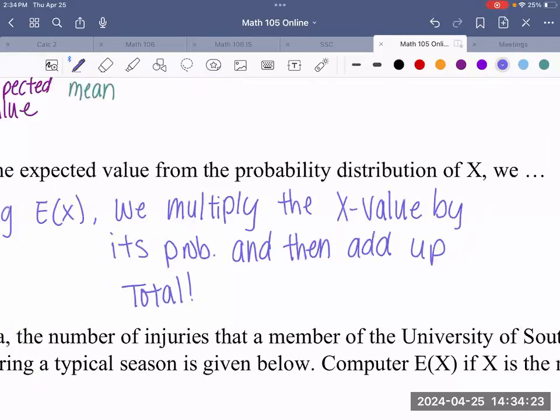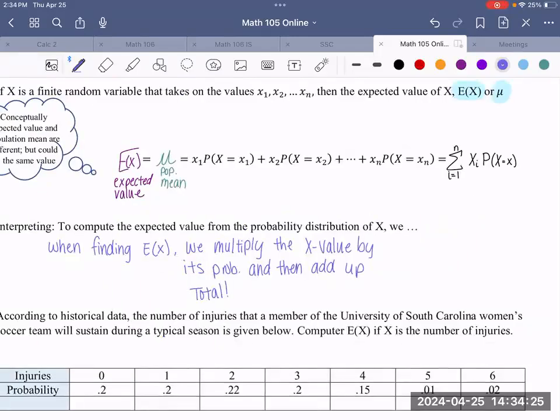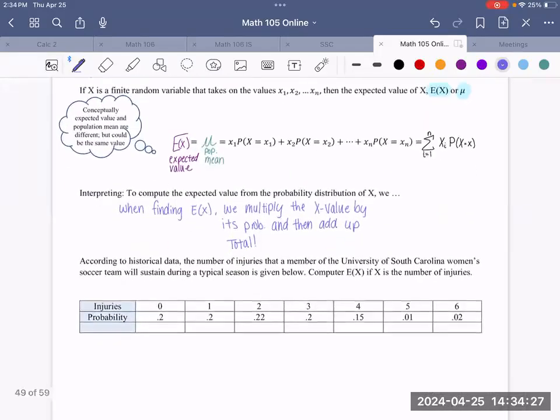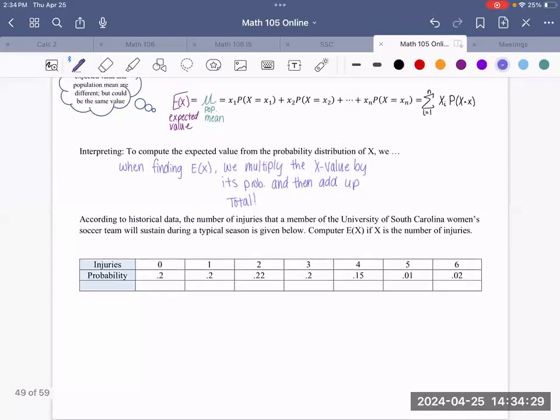So multiply by its probability, add up the total. So let's see that in action. According to historical data, the number of injuries that a member of the University of South Carolina's women's soccer team will sustain during a typical season is given below.